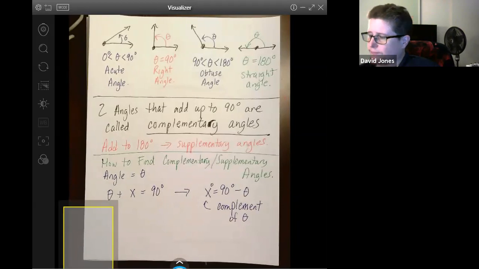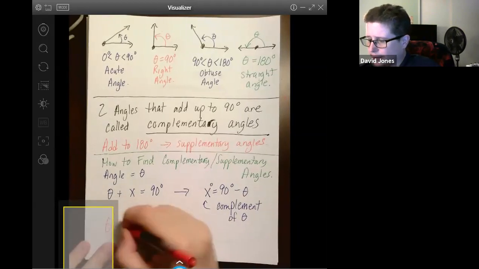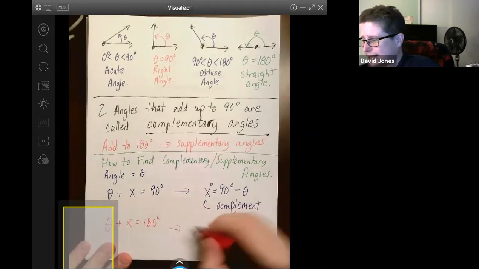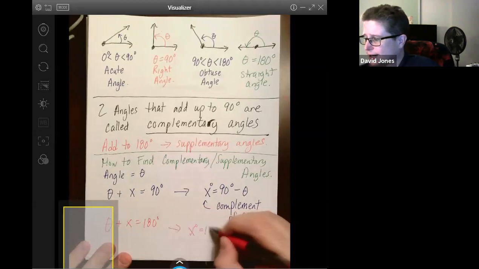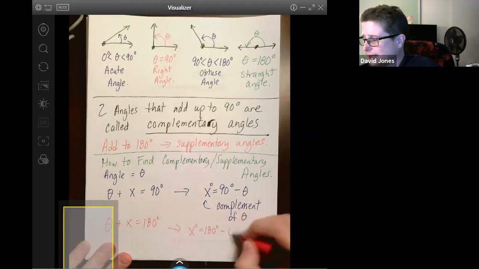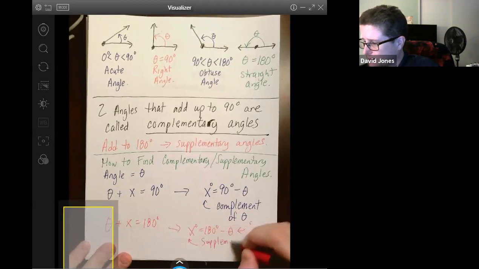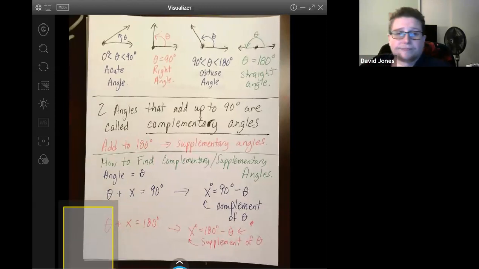Likewise, theta plus x equaling 180 degrees nets us x degrees equals 180 degrees minus theta. And this is the supplement of theta. Okay. Let you write that out, and then we'll do some exercises.